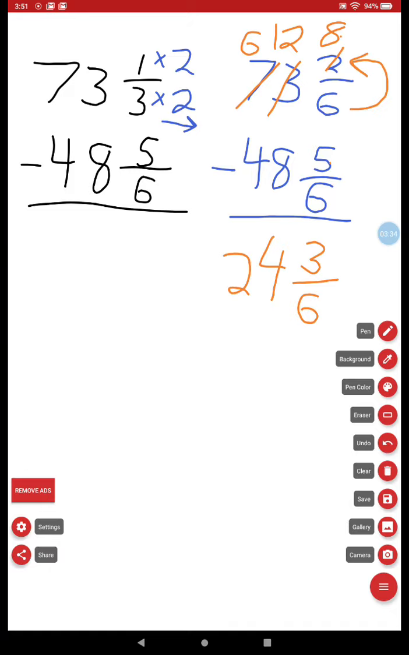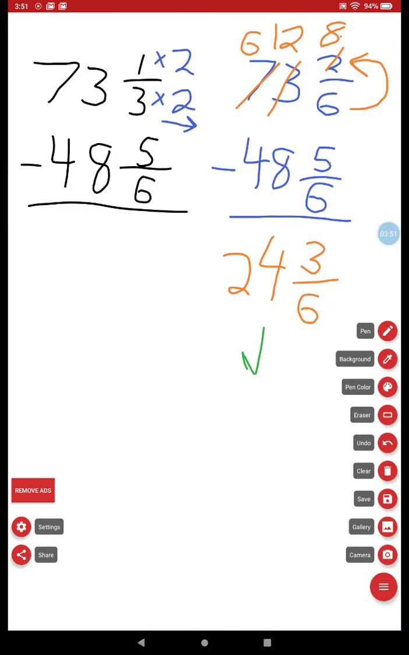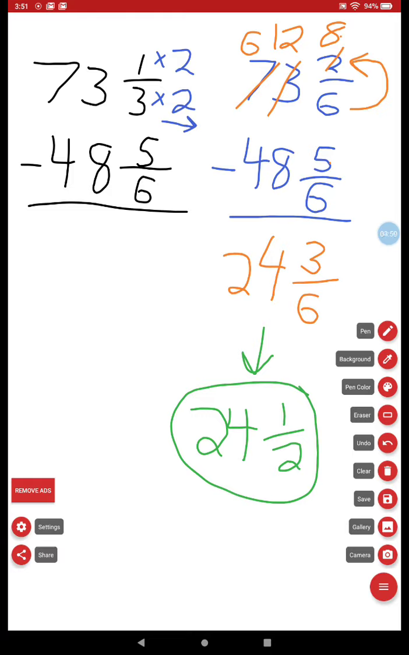Okay? Using mental math, I know that 3/6 equals 1/2. If you need a review, go back to the video on how to simplify fractions. But I know using mental math that 3/6 equals 1/2. So I can just simplify it in my head. 24 and 1/2 is my answer.